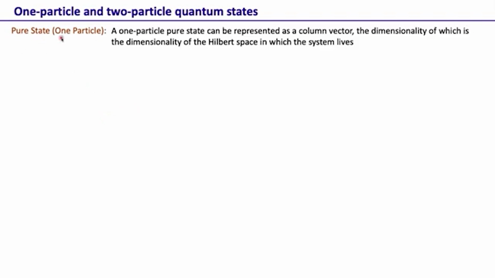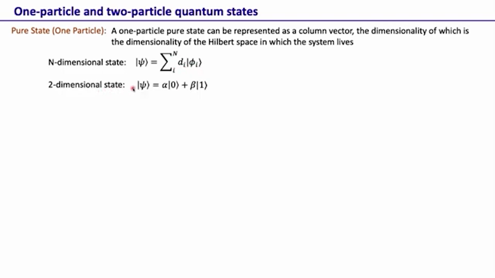When we say a 1-particle pure state, we mean that it can be represented as a column vector, the dimensionality of which is the dimensionality of the Hilbert space in which the system lives. If the Hilbert space is n-dimensional, then a 1-particle pure state we can write as a summation over i from 1 to n, where phi i are the basis states and c i are the coefficients. For example, if you have a 2-dimensional state, we can write it as psi equal to alpha |0> plus beta |1>, where |0> and |1> are the basis states.